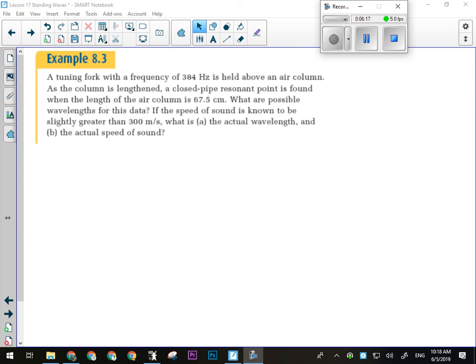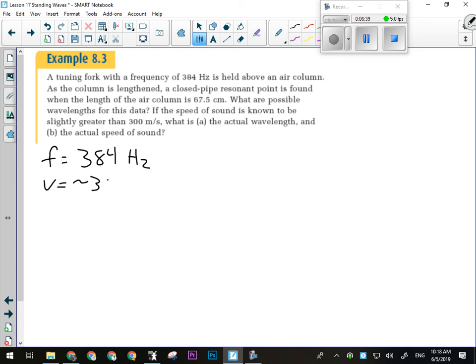All right, so just so you're aware, I wouldn't ask one like this because I don't like the vagueness of this question. But it's still worth looking at as an example of an air column question. So we know that the tuning fork has a frequency of 384 hertz, and they're telling us that the speed of sound is known to be around 300 meters per second. That's what I don't like about this. I don't like when questions say around something. But that's what we're going to go with.